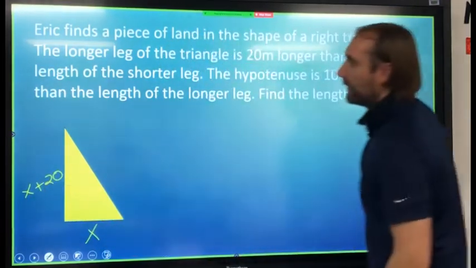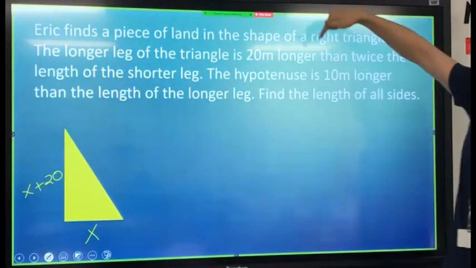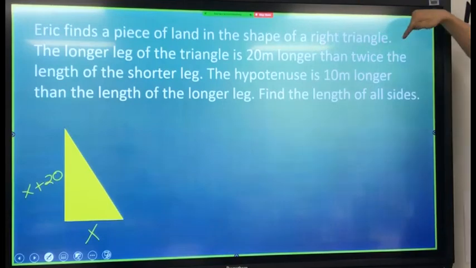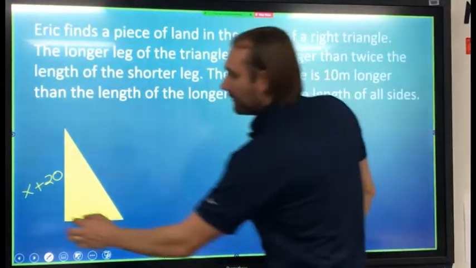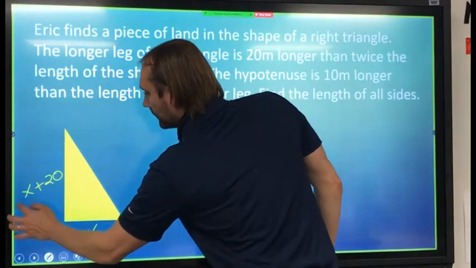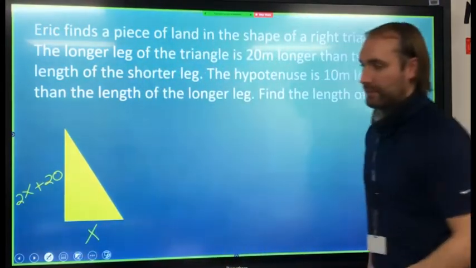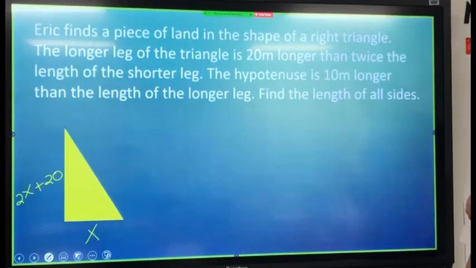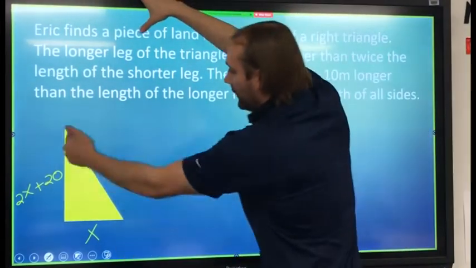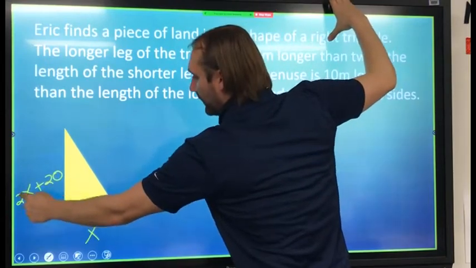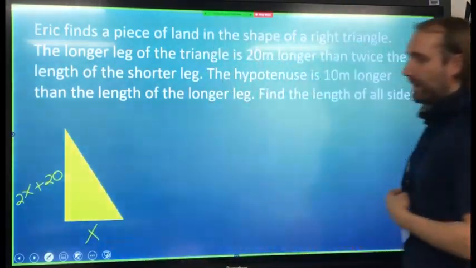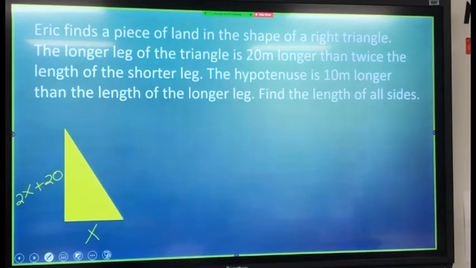It says the longer leg is 20 meters longer than twice the length of the shorter. Oh my god, I was doing it backwards. Let's read it again. The longer leg of the triangle is 20 meters more than twice the short leg. So it's 2x plus 20. Looks like we got the first sentence correct.